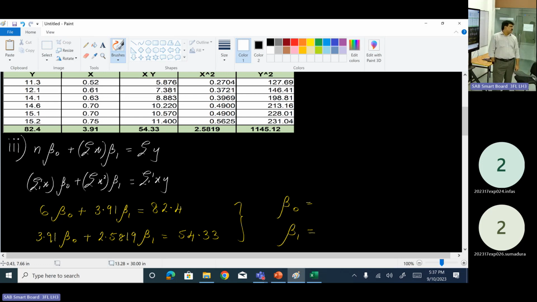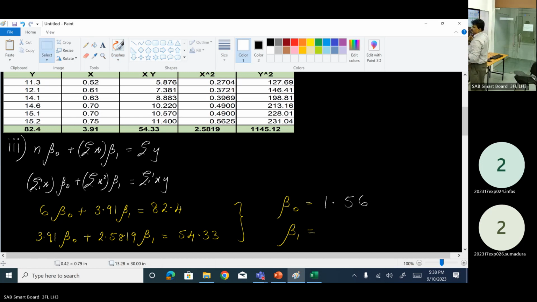Beta naught is some 1.5. Beta 1 is 18.5. Then 18.672.